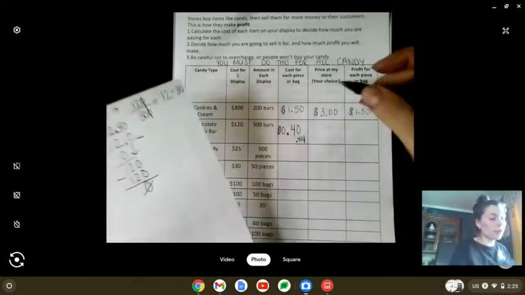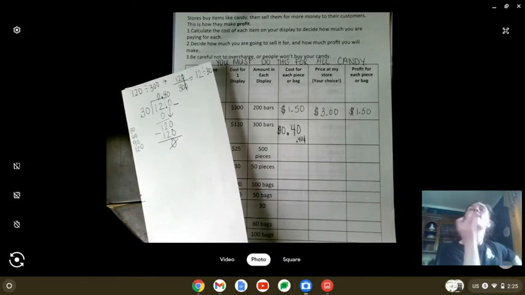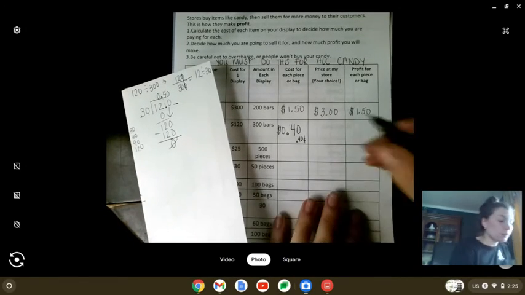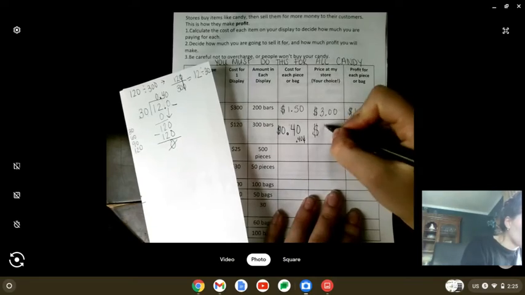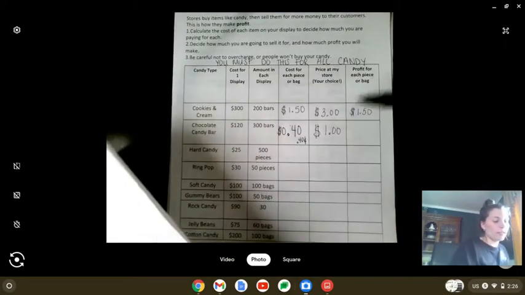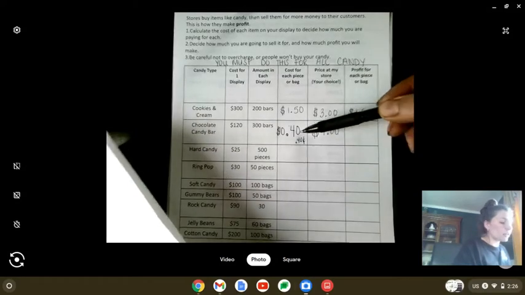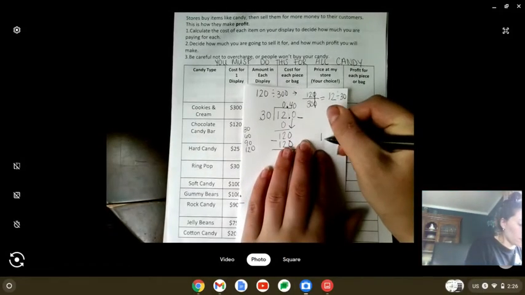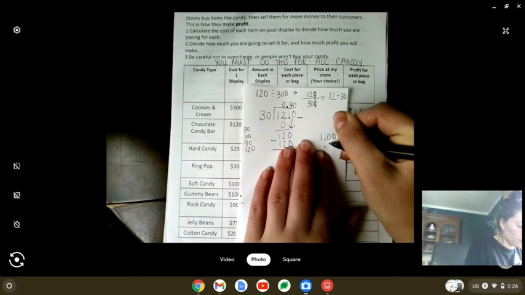Now, let's figure out what should I pay. I'm going to make my customers pay $1 for a chocolate candy bar. So remember, to find the profit, we take our price and subtract the cost. So here we go. I'm going to do it right here. Don't forget your decimals.